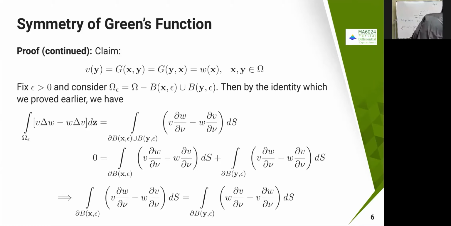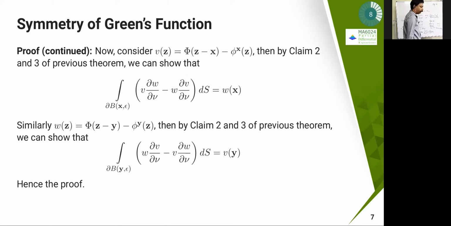So now what we need to prove is that we know v of z. v of z is going to become pi of z minus x. From the definition of g of x, z, the solution v of z is going to become pi of z minus x minus pi x of z. So g of z comma x comma z is nothing but pi of z minus x minus pi x of z.